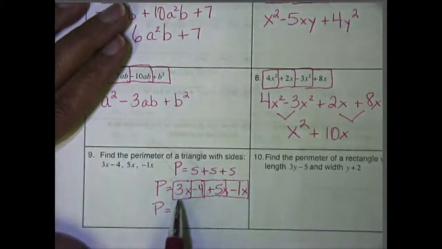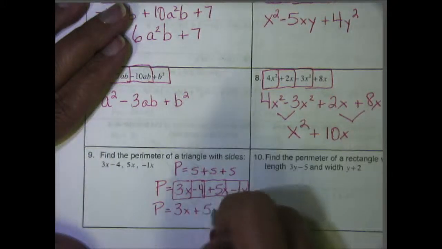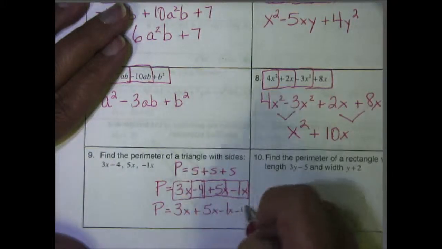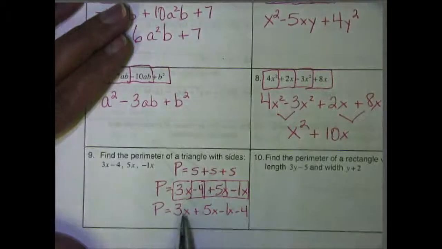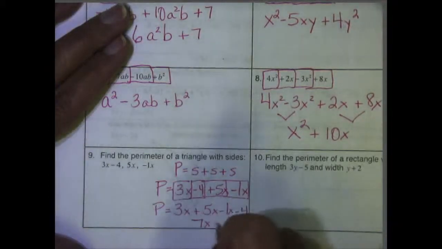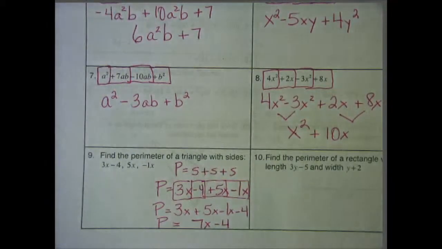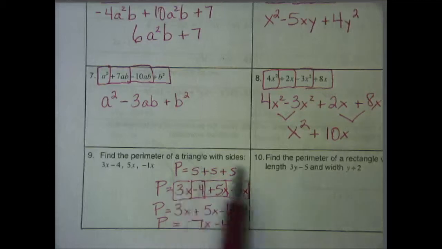And then once we do that, we'll go ahead and group our terms together. So 3x plus 5x minus 1x minus 4. And then go ahead and combine. 3x plus 5x is 8x, minus 1x is 7x, and then minus 4. So the perimeter of this triangle is 7x minus 4. It's making you do something a little bit different because it's giving you a formula to substitute into, but you're doing exactly the same work.